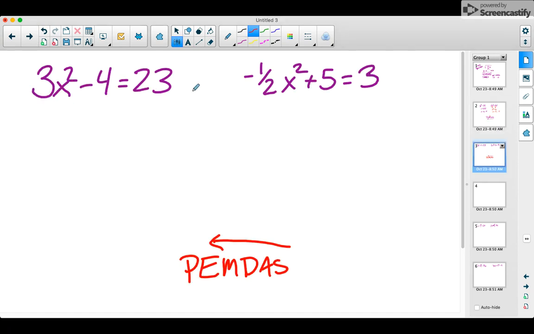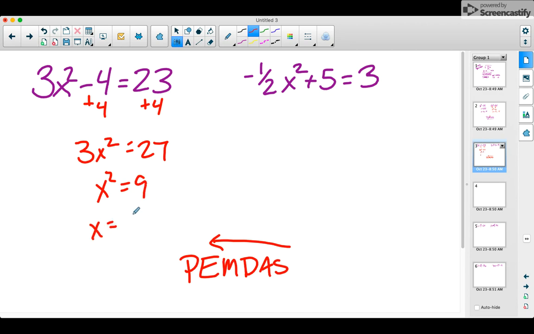Now, like I said, as the problems get more complicated, it's important to keep track of your order so you know what's going on. So in this case, I have some subtraction going on. I would need to get rid of that first. So I would add 4 to both sides, end up with 3x squared equals 27 before I could get rid of the multiplying by dividing and then taking the square root.